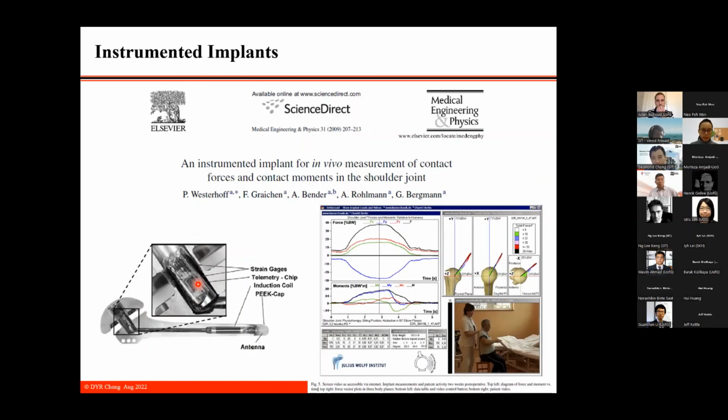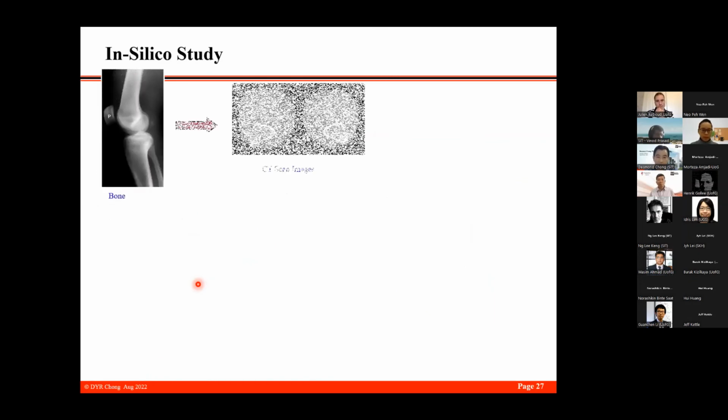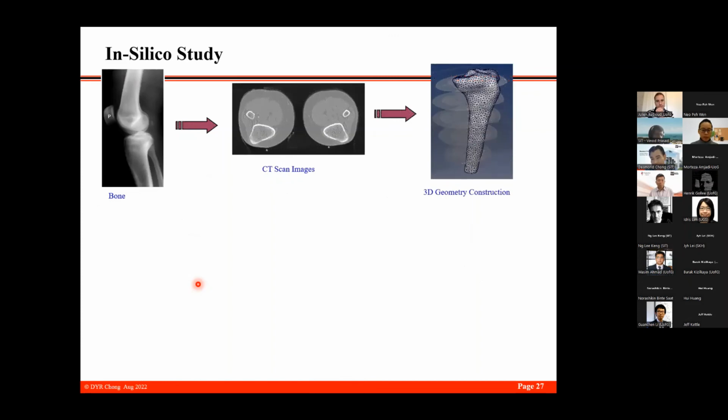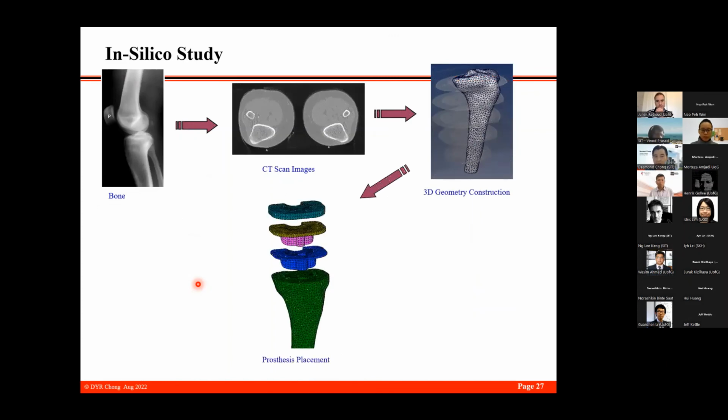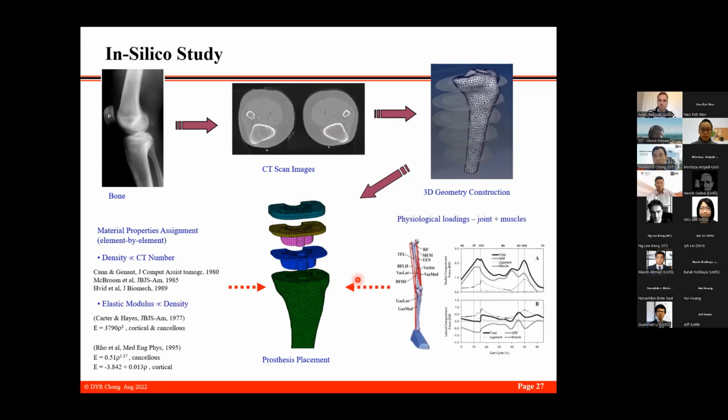So what do we do with all these forces? We import these forces into our finite element analysis, a computational study. We started off from the CT images, built the bones with 3D reconstruction, and did a virtual implant placement. After the implant placement, we need to prescribe the physiological loading conditions. Nothing beats being able to use the actual joint forces measured from patients. We can then put them into our computational model to make better and more accurate predictions, which will be helpful for designing new implants.